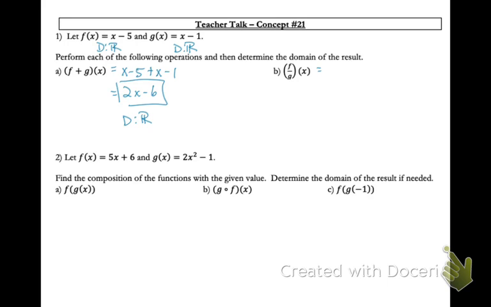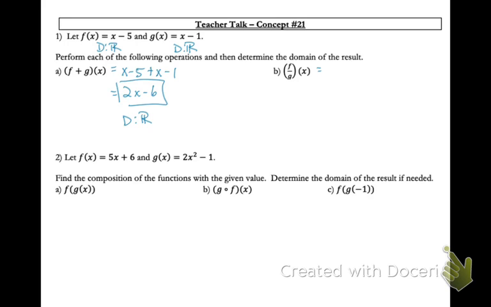So the two original functions both have a domain of all real numbers, so we need to have at least a domain of that. And then our resulting function is a linear function, which just has a domain of all real numbers. So that's our final domain.